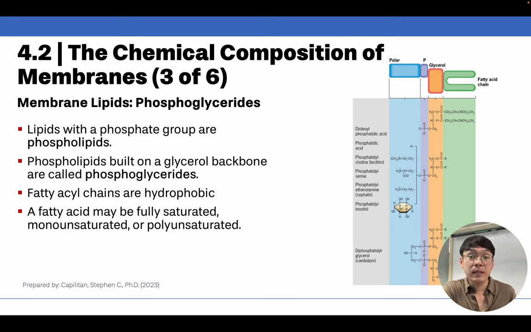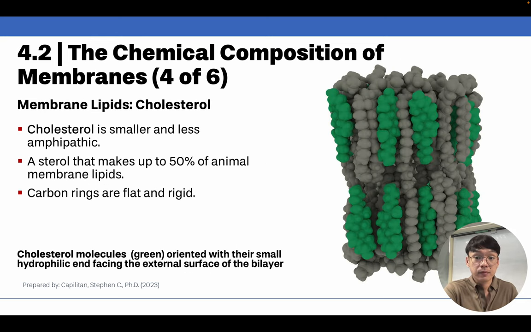And the third membrane lipid is what we call your cholesterol. The R represents the fatty acyl chain. So lipids with the phosphate groups are called phospholipids. Once again, with the glycerol backbone, we call them phosphoglycerides. Fatty acyl chains are hydrophobic, of course, and a fatty acid may be saturated, monounsaturated, or polyunsaturated. Cholesterol is smaller and less amphipathic. The sterol makes up 50% of animal membrane lipids, and the carbon rings are flat and rigid.